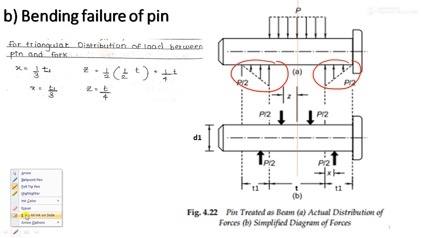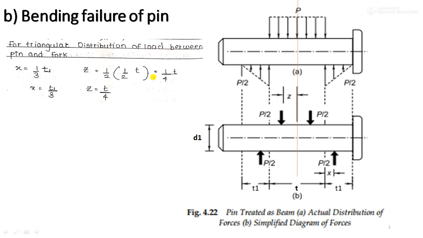Okay, so for the triangular distribution of load between the pin and the fork, this distance x, now you said I have considered this distance x. Now this is the actual diagram and this is the analytical diagram. Assume that this P/2 is acting in this part of the fork. How this P/2 came, we have already understood in the free body diagram.